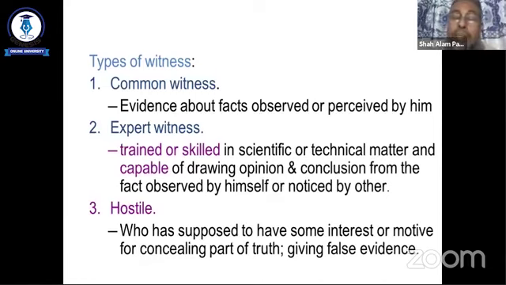Whenever you draw an opinion, for example this is caused by a sharp cutting weapon, or this is caused by a blunt weapon, this is grievous in nature or simple in nature, the age of the injury is less than 6 hours, etc., that is, whenever you conclude an opinion, then you will be an expert witness.